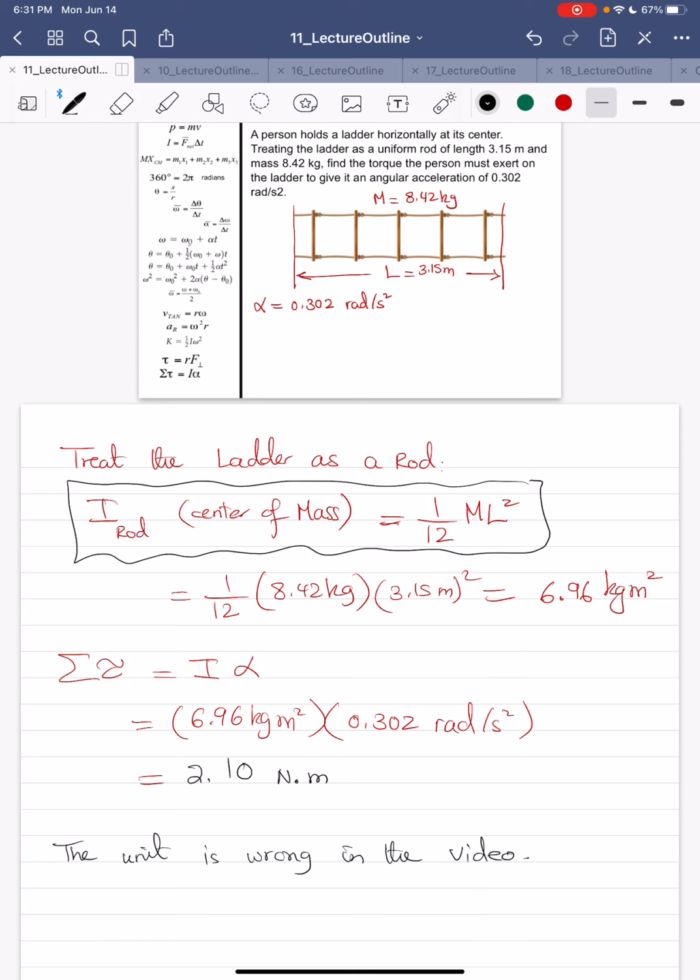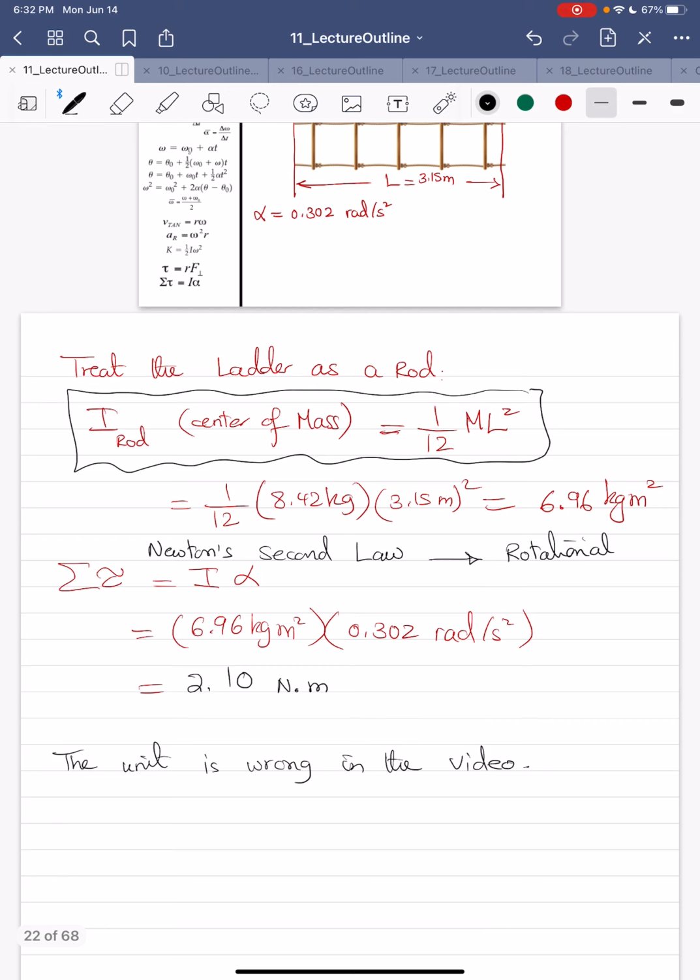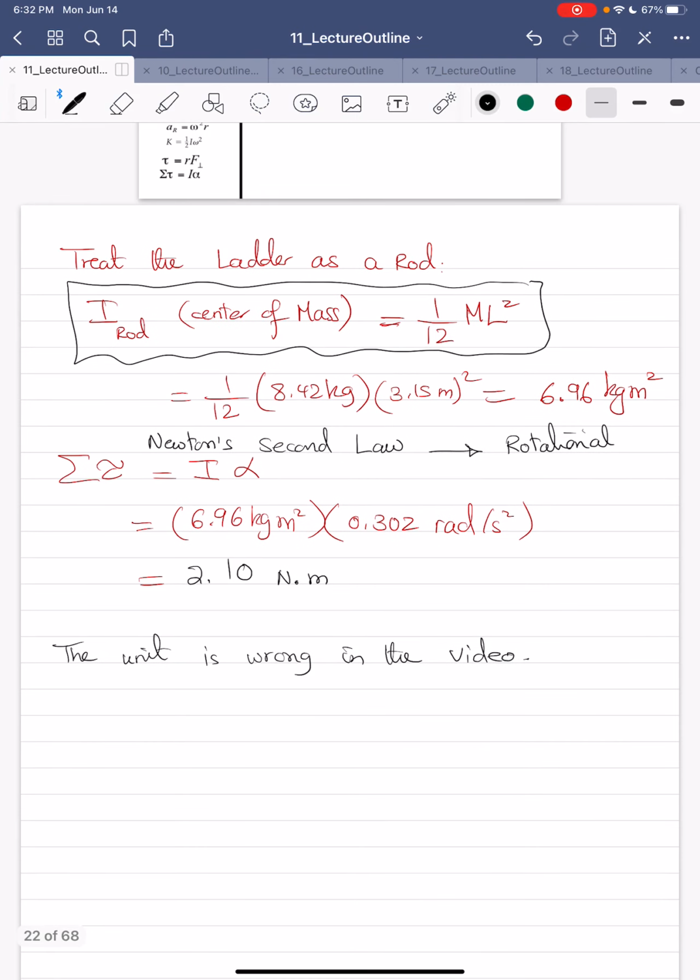And sigma tau, in Newton's second law for rotational motion, equals I times alpha, which is going to be 2.10 Newton meters. The unit is wrong in the video, it says Newton per meter, but of course it is not. Sometimes we make these mistakes, but I just want to bring it to your attention.